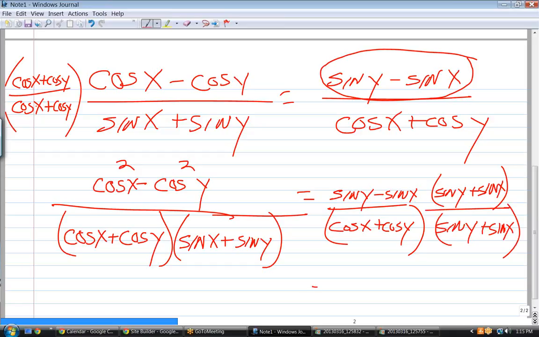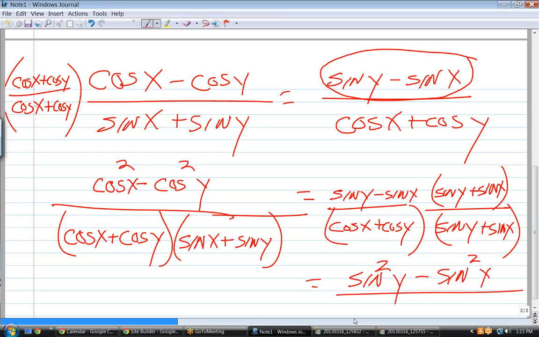And now the right side becomes sine squared y minus sine squared x all over a denominator that is exactly the same as the left side. So now all I have to do is prove that this numerator is the same as this numerator.